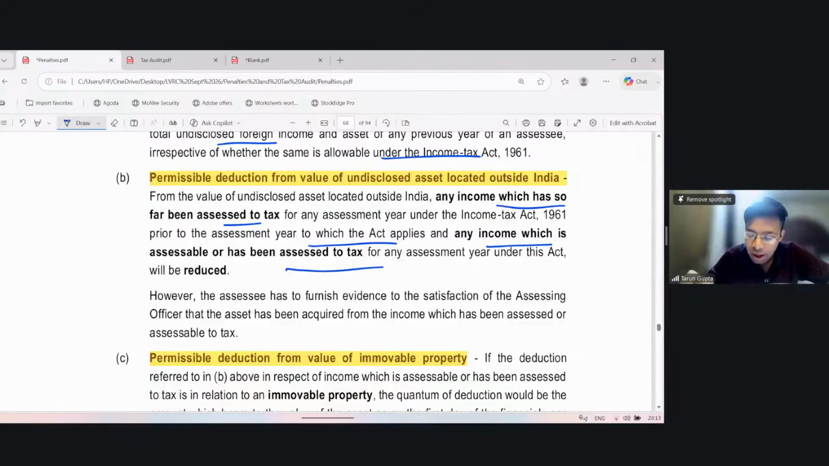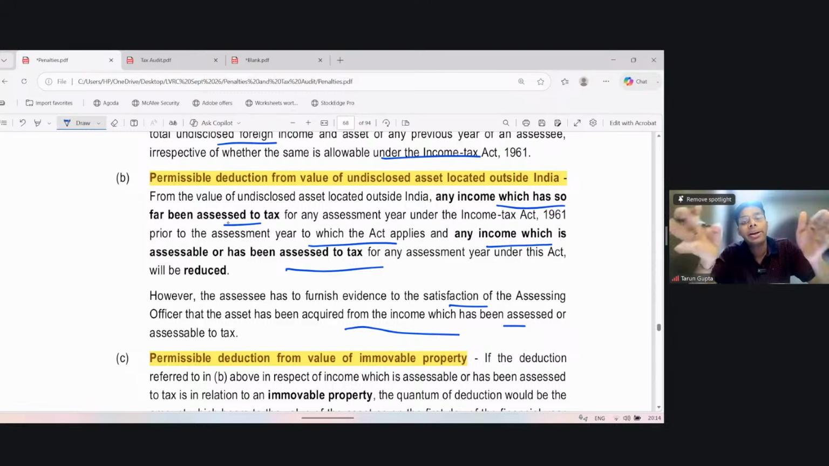However, the assessee has to furnish evidence to the satisfaction of the AO that the asset has been acquired from income which has been assessed or assessable. So if the assessee proves that the asset was acquired from income which has already been assessed in India under the Income Tax Act, then to that extent it shall be deemed that the value of the asset is explained, and therefore there is no undisclosed foreign asset to that extent. So if the value of the asset comes out to be say 100 CR, and the assessee could explain 20 CR, then the undisclosed foreign asset for the purpose of the Black Money Act shall be 80 CR.